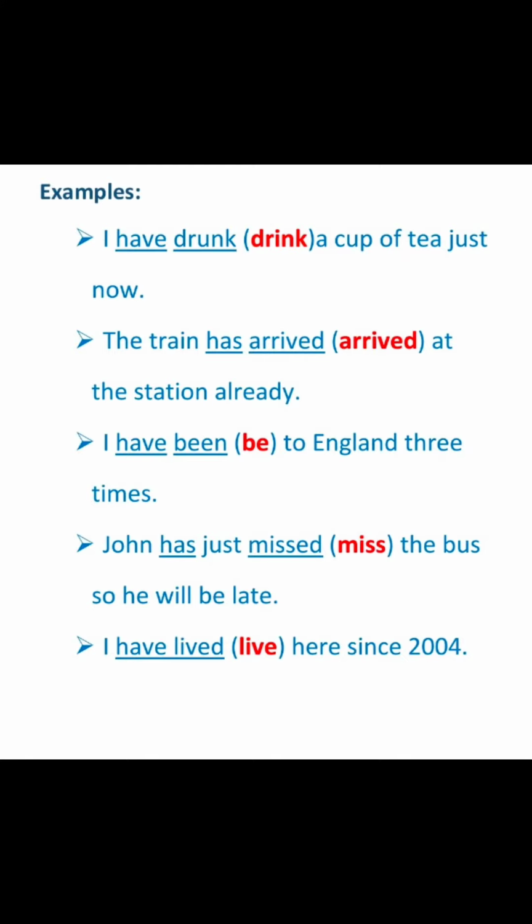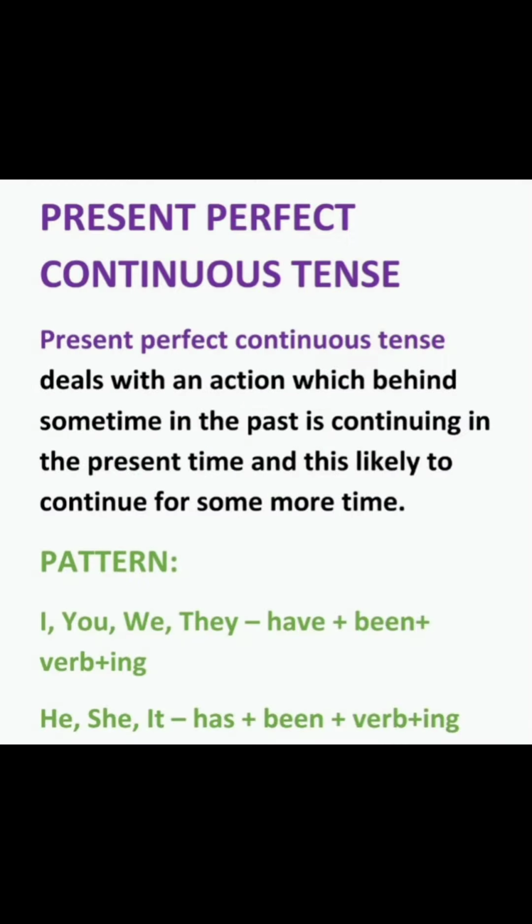Next we see present perfect continuous tense. Present perfect continuous tense deals with an action which began some time in the past, is continuing in the present time, and is likely to continue for some more time. Pattern: if I, you, we, they comes as a subject, we should add have plus been plus verb plus ing. If he, she, it comes, we should add has plus been plus verb plus ing.